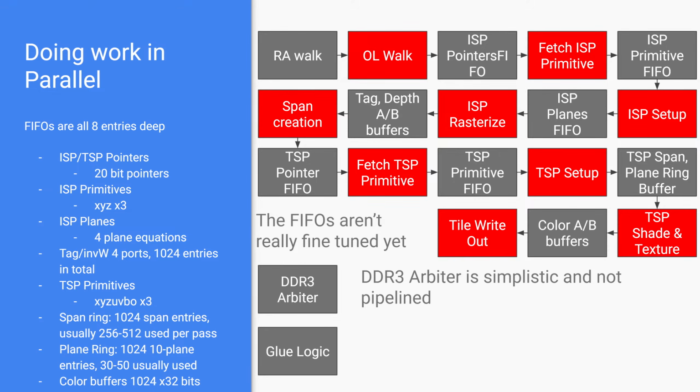A quick note on the FIFOs, there are many. They are big, they are a little bit wasteful, and the DDR3 arbiter is simplistic and not very pipelined. You could issue a read while waiting on another read, but we don't do that yet. I don't want to get into more details. We will take a quick look at the code later, and I guess you can go read the Verilog if you're into that.